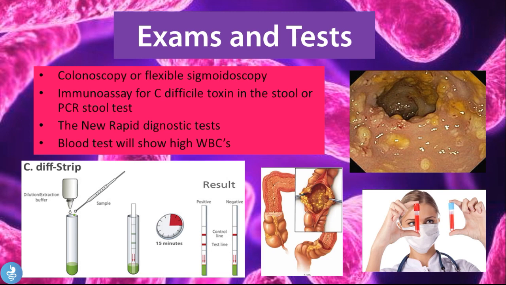There are also now new rapid diagnostic tests, and I've put an image below of what that looks like. So basically, a stool sample is added to a dilution extraction buffer, and we are able to put in a test strip. We wait 15 minutes, and we can see whether the patient is negative or positive for a C. diff infection. And of course, the blood test will show a high white blood cell count, and this is due to the inflammation process and infection with the bacteria.